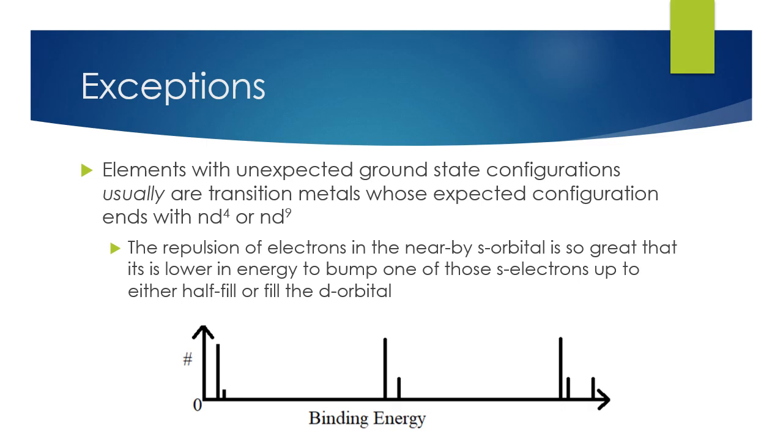Basically, in doing so, you get rid of the high energy state caused by the electron-electron repulsion and gain a little bit of stability from either half-filling or filling the d orbital. Yes, there's still some electron-electron repulsion that occurs in the d orbital when you fill it, but it is significantly less than it is in the s orbital.